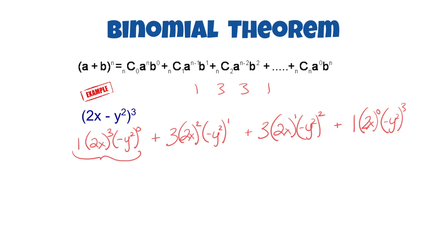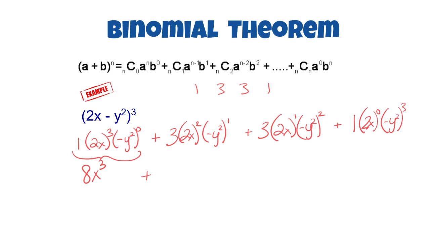So as far as numbers, I now have the Pascal number, and now it's the front term. This is a 2 to the third. That's an 8 times the 1. That's just going to be an 8 x cubed. And then I have this negative y squared being taken to the 0 power. That's just 1, so that's not going to change anything. So 8x cubed is my first term. Plus.